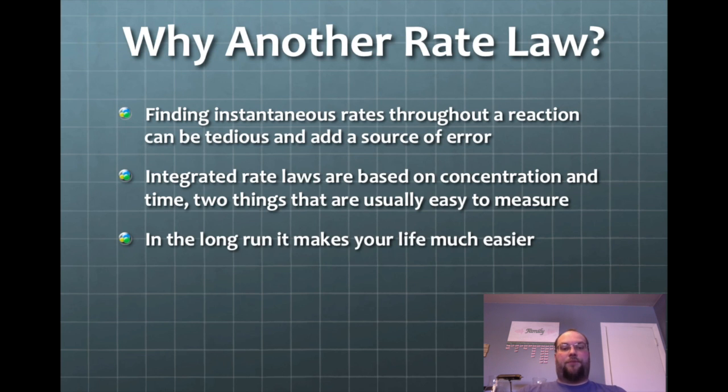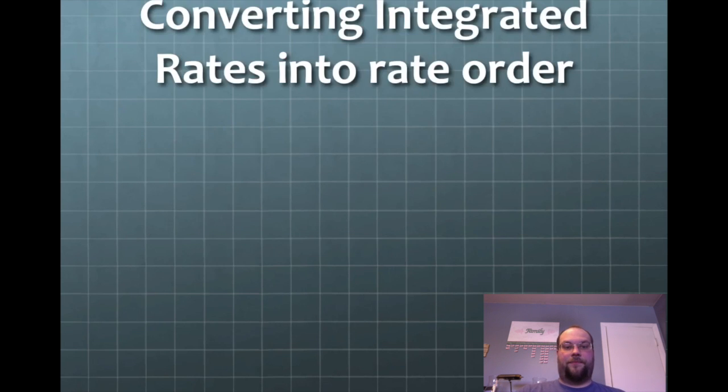So I promise you, in the long run, it will make your life much, much easier if you understand the integrated rate laws. It's just going to be so much easier than trying to find the rates at a given concentration and so on. Plus, you don't need to do nearly as many trials, right? To find the differential rate law, let's say there's 2 reactants, you'd need 3 trials. Integrated rate laws don't work that way. You only really need 1 trial, and you can find it from there.